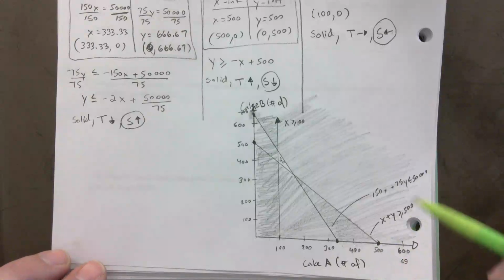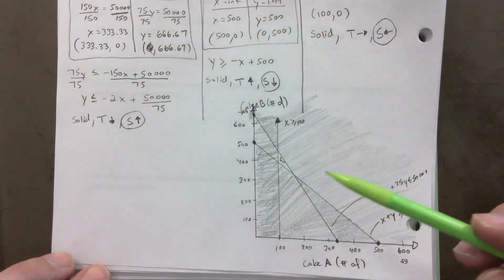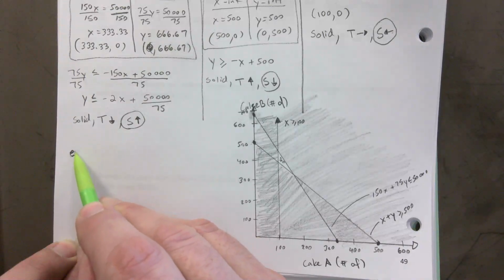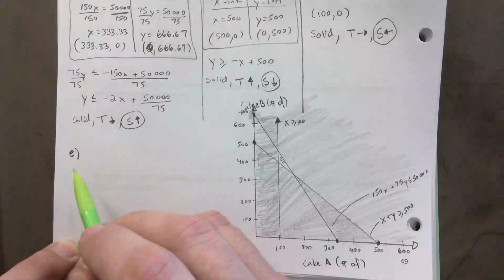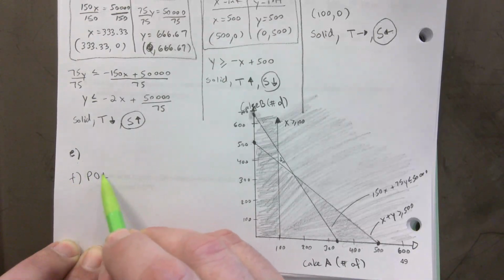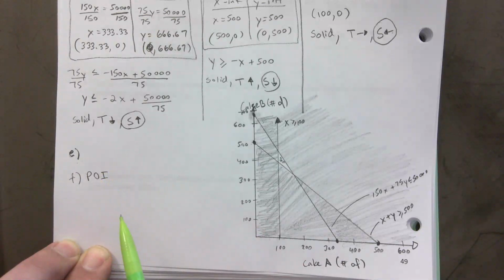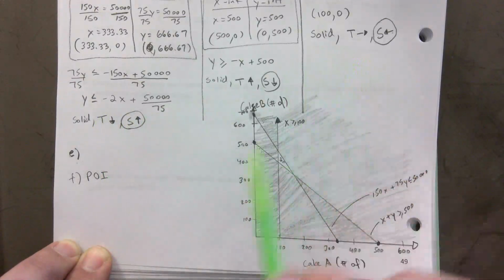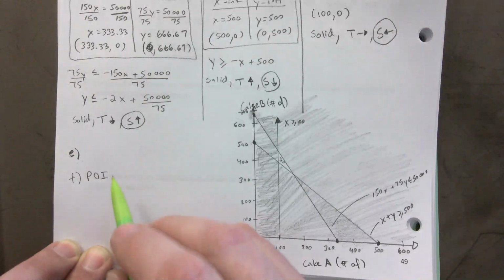So this is all part of D, right? Graphing it. E, state a possible solution. We'll get to it in a minute. Let's go with F, the POIs. This is going to be worth quite a few marks, so you need to be able to do this properly, right? Rewrite your inequalities and enter them into your calculator properly. So let's go ahead and do that.